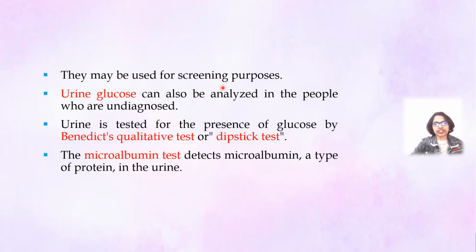They may be used for the screening process. What do we mean by screening process? If you have any doubt that the patient may be suffering with diabetes, initially we have to perform the urinary investigation. Urine glucose can also be analyzed in people who are undiagnosed. Urine is tested for the presence of glucose by Benedict's qualitative test, also known as the dipstick test.